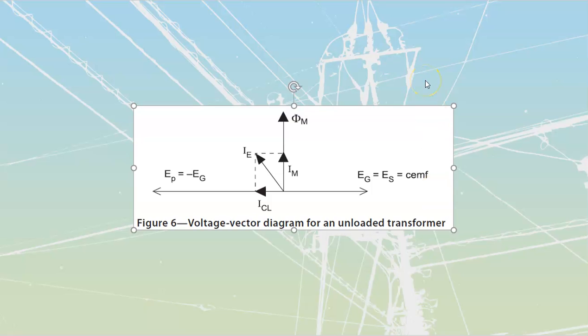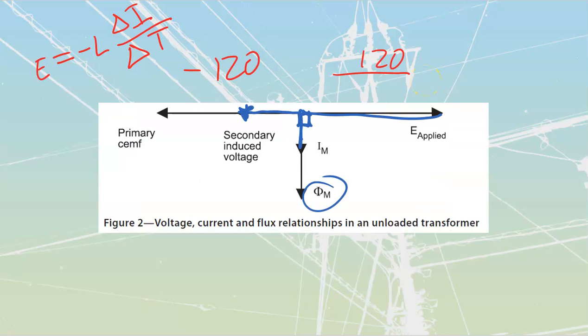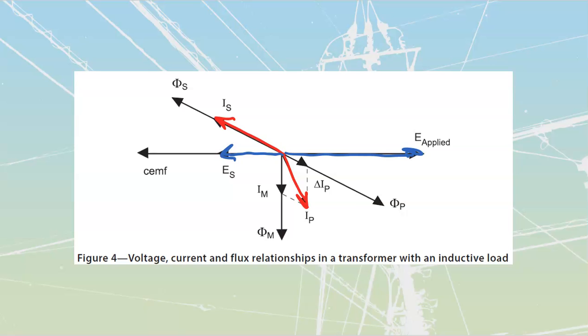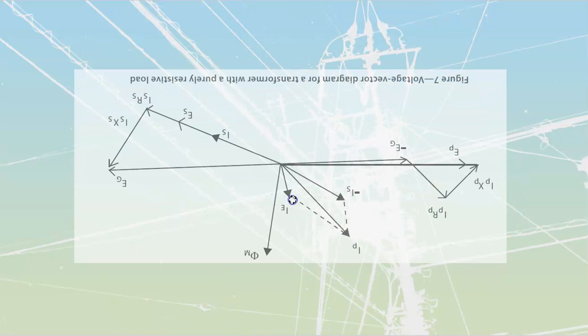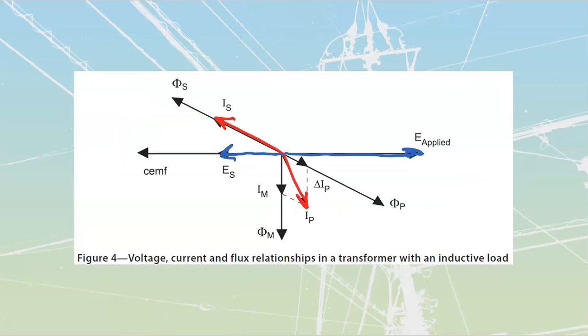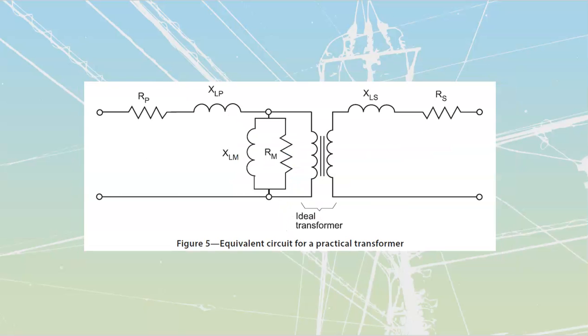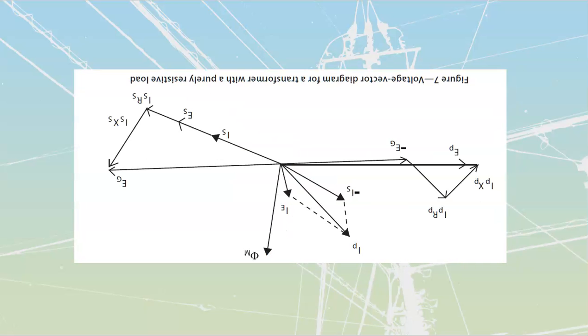This was for our unloaded transformer, so it was this diagram that they had over here. This is now going to be for my transformer loaded with that purely resistive load. I'm going to flip it over so it looks familiar to what we had just gone through over here. Once again, you should be able to identify the applied voltage, the secondary current, and the primary current.